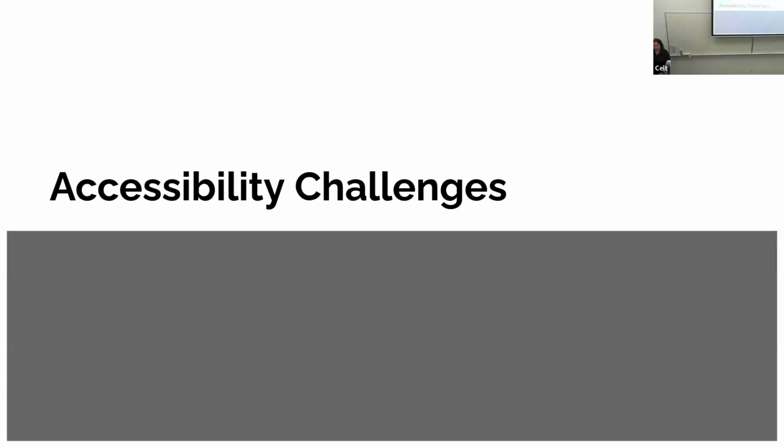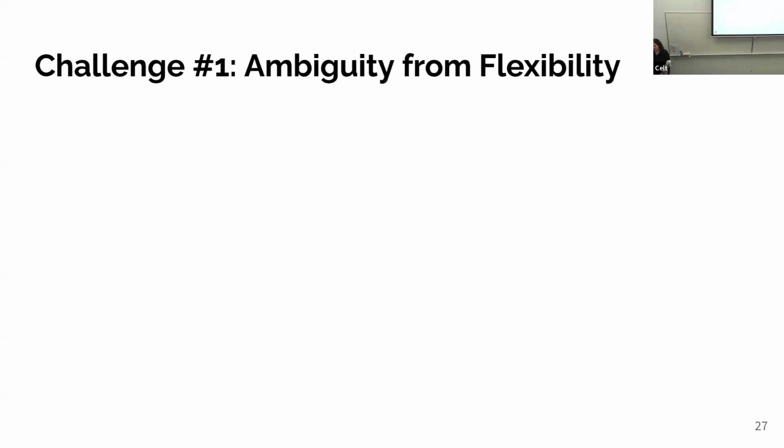So here are some of the accessibility challenges I would like to highlight. I'm sure there are more, but there's only so much time we have to talk about this. So challenge number one is the ambiguity that comes from the flexibility that I mentioned a few slides ago. The content types, or the tags, for PDFs give you a lot of freedom and flexibility in how you want to structure your content, but that comes with a price.